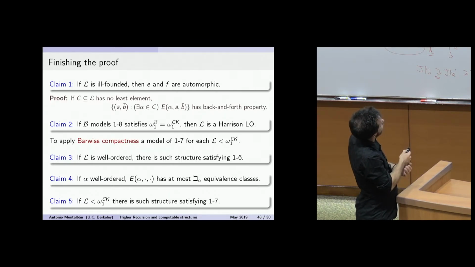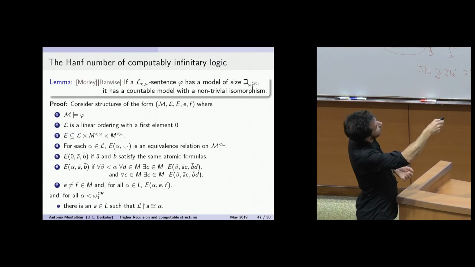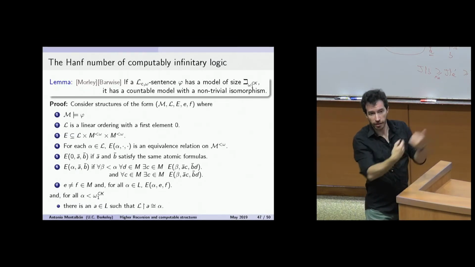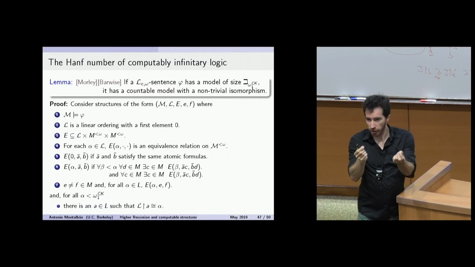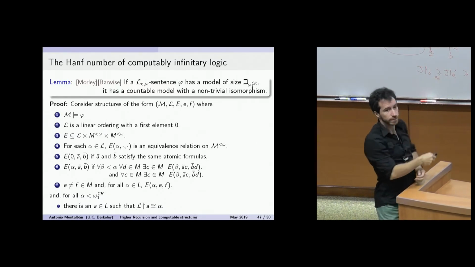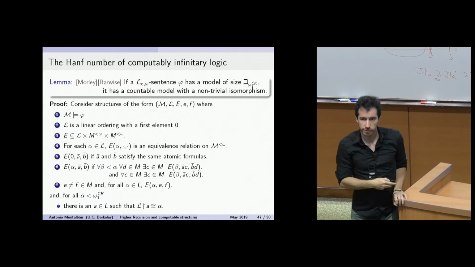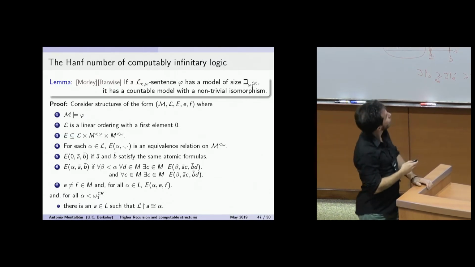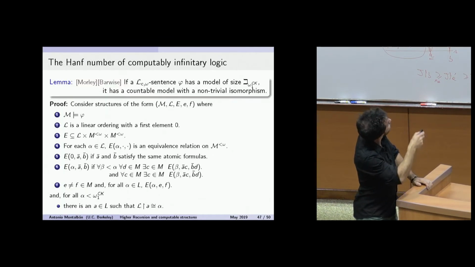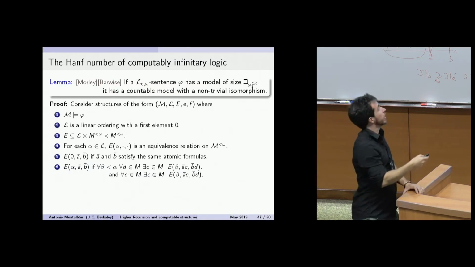So if L is below omega 1ck, there is a structure satisfying all of these, because the assumption was that we have a model of size Beth omega 1ck. If there are fewer equivalence classes than that, there have to be two things in the same equivalence class that are different, and you get 7, and you get 8 by Barwise compactness. Okay, so that's the proof of this theorem, and you do need the omega 1ck iterations of the power set to get this automorphism.